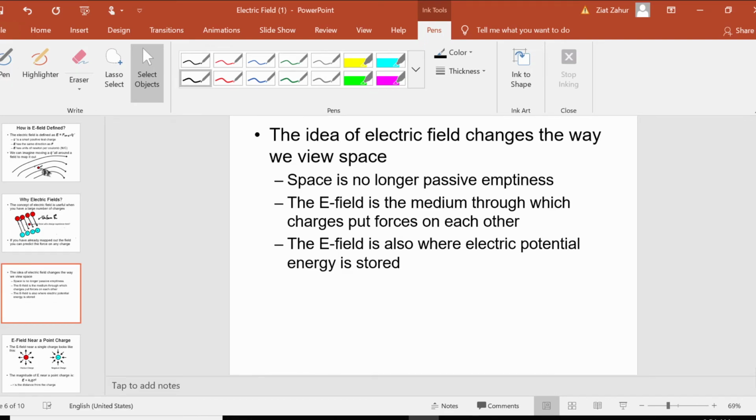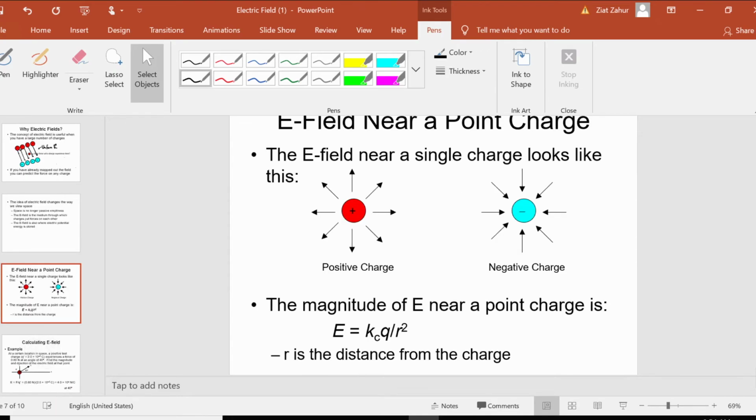The idea of electric field changes the way we view space. Blah, blah, blah. Make sure you copy these PowerPoint slides down up to this equation.